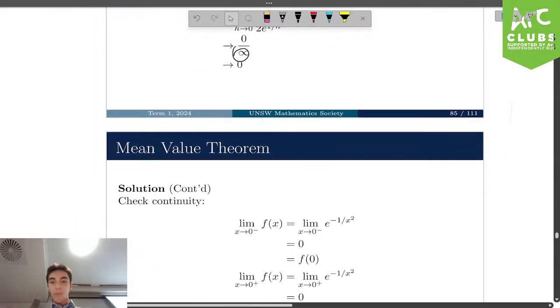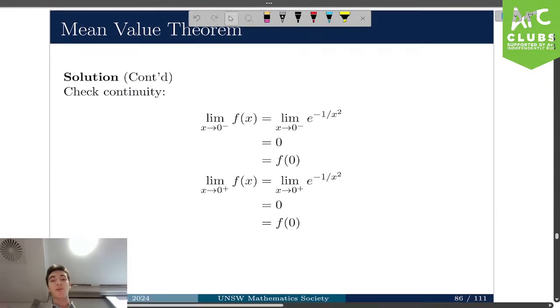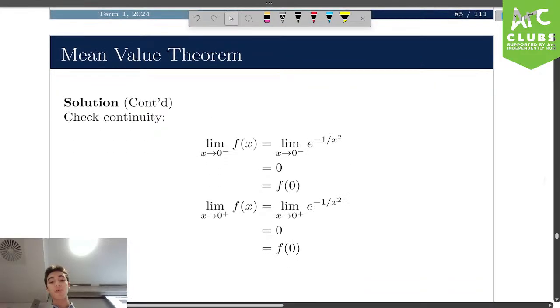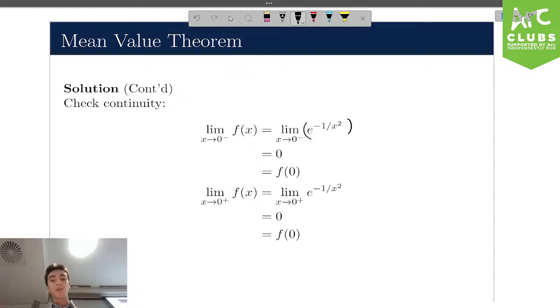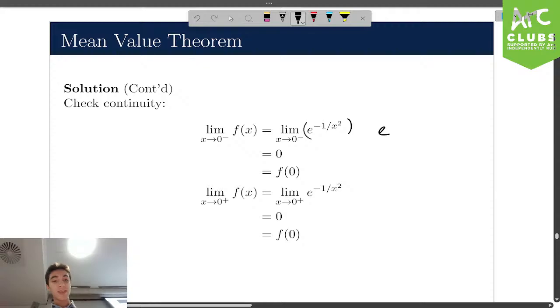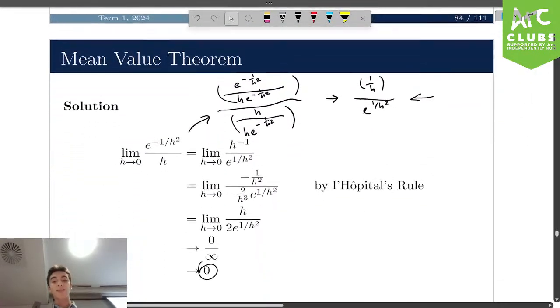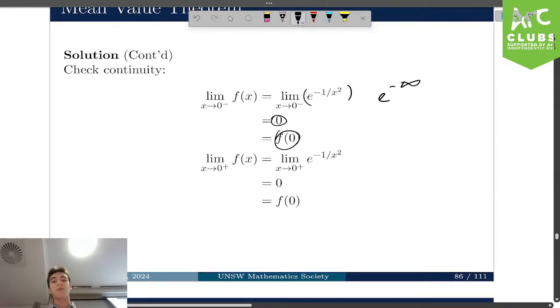So, let's get started. First, we have to check continuity. Again, it's what Angie explained to us about continuity. We need to check if the right-hand limit and the left-hand limit and the function value at 0 align. This is pretty easy. The limit of this as x goes to 0 would be e to the negative infinity, which is just 0, which is equal to our function value at 0 because it's defined to be 0. And the same goes for the limit from the positive side of 0.